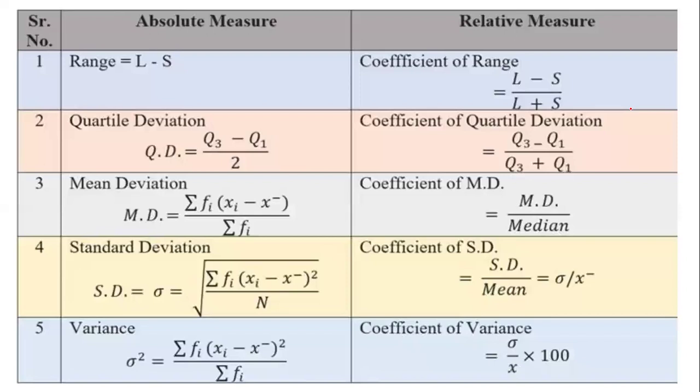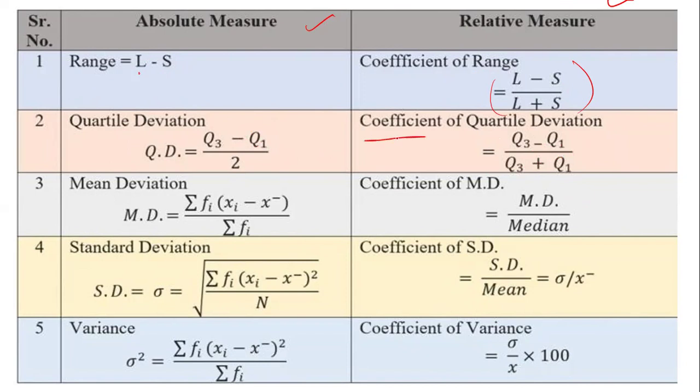Now the formulas are given for the absolute measure and the relative measure. For the absolute measure, the range is L minus S. In case of the coefficient of the range, the formula is L minus S divided by L plus S. Then the quartile deviation, the formula for the absolute measure is Q3 minus Q1 divided by 2. Then the coefficient of the quartile deviation is Q3 minus Q1 divided by Q3 plus Q1.